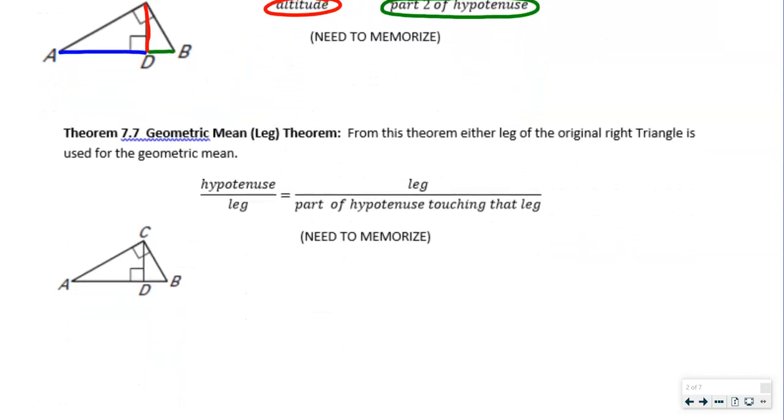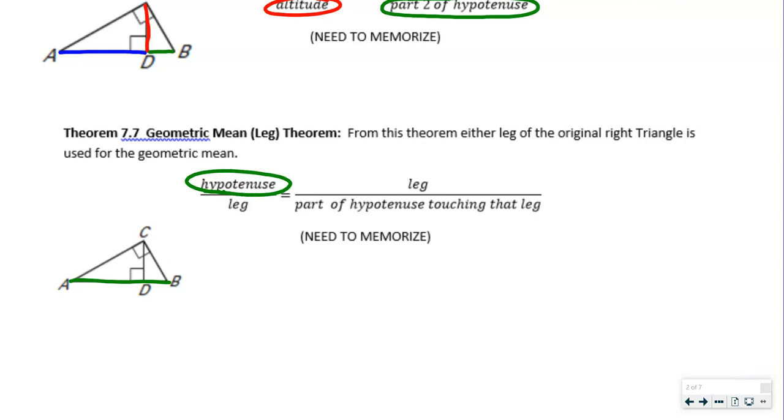Theorem 7.7, the geometric mean leg theorem, or you could just say the leg theorem. From this theorem, either leg of the original right triangle is used for the geometric mean. So again, let's look at our triangle. And our formula is hypotenuse over the leg equals leg over part of the hypotenuse touching that leg. So first, identify our hypotenuse, that's AB. That would go right there.